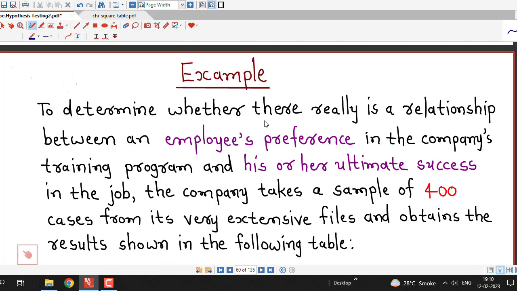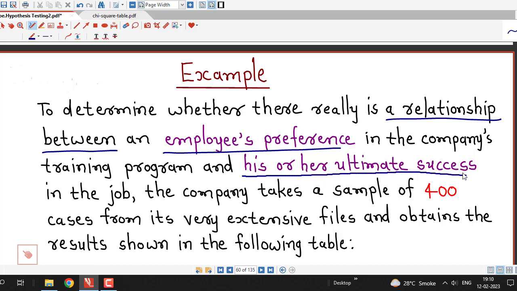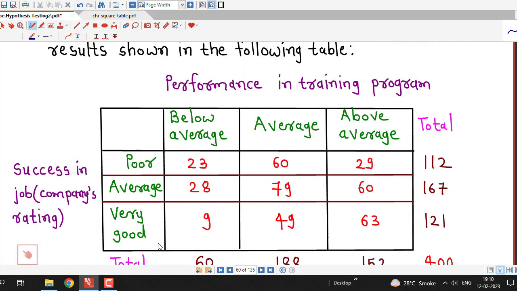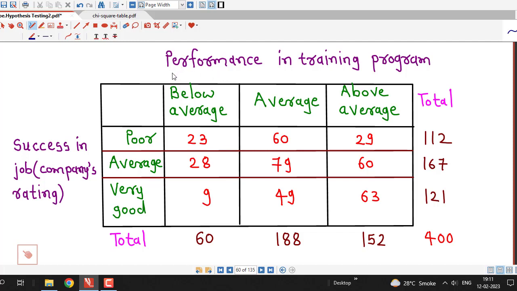To determine whether there really is a relationship between an employee's performance in the company's training program and his or her ultimate success in the job, the company takes a sample of 400 cases from its very extensive files and obtains the results shown in the following table. So here we have two categorical variables. One variable is the performance of the employee in the training program. Another variable is the success in the job of that employee according to the company's rating.